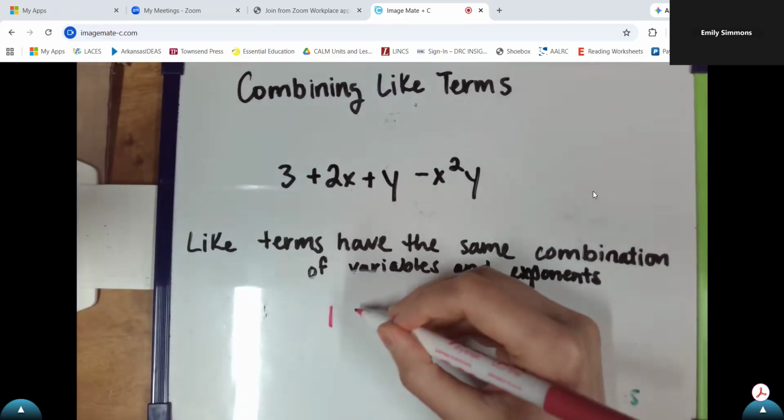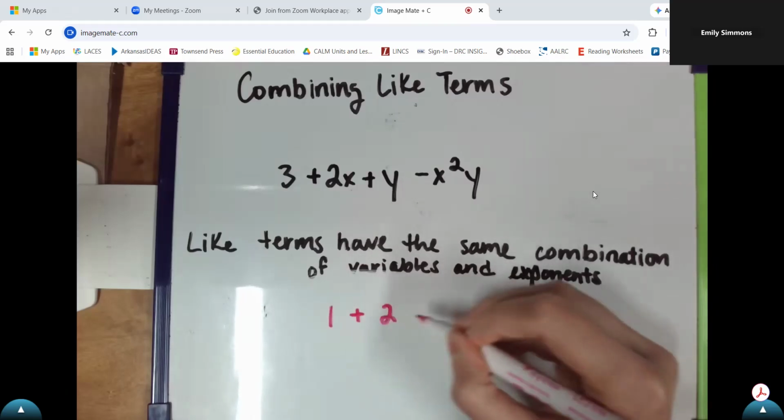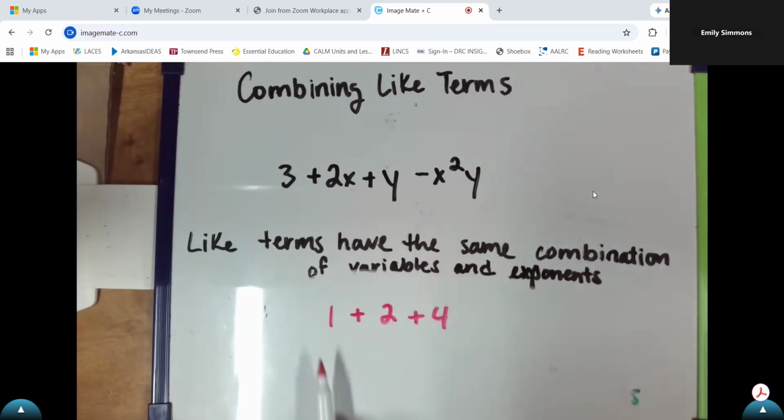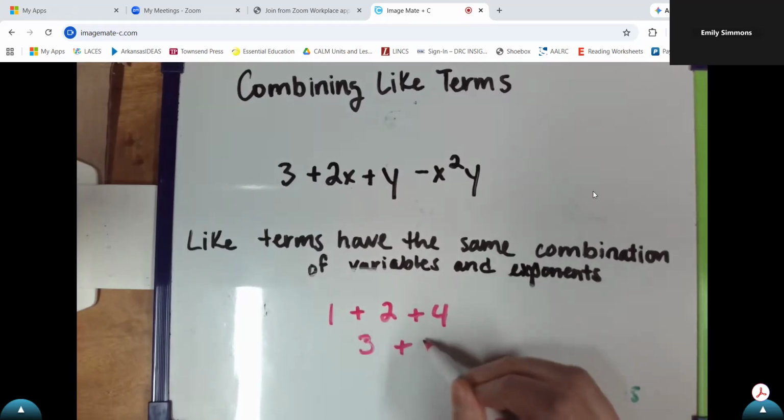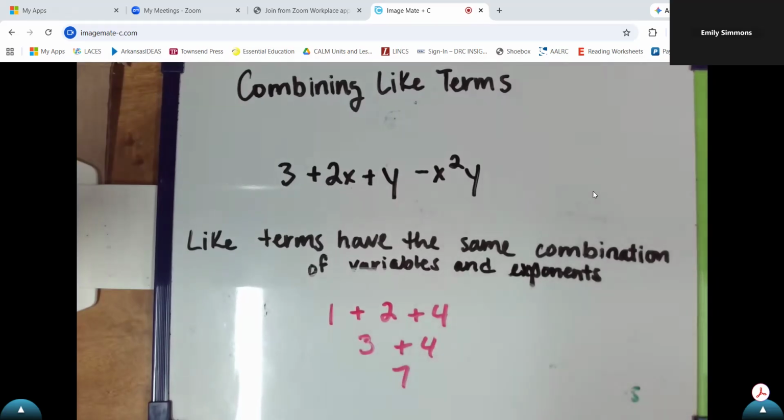Again, with our earlier examples, 1 plus 2 plus 4, we should be familiar with how to go about this, but same thing as before, you just go left to right. So you do 1 plus 2 to get 3, and then 3 plus 4 to get 7.